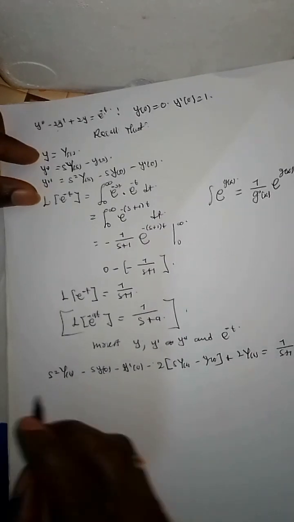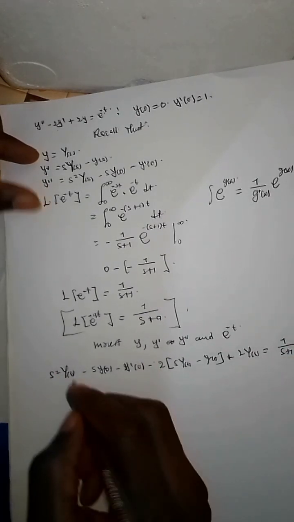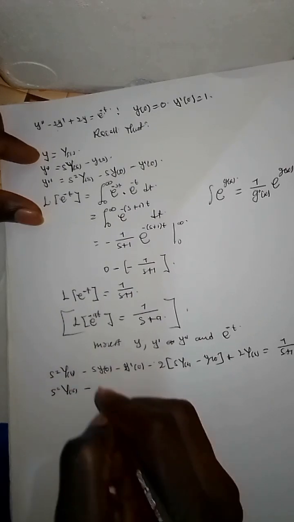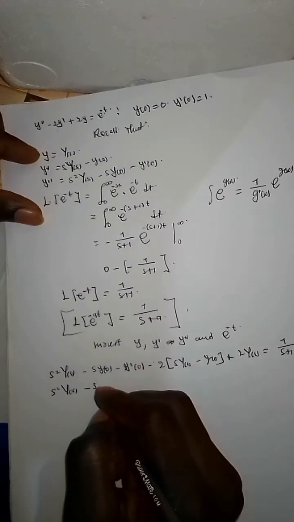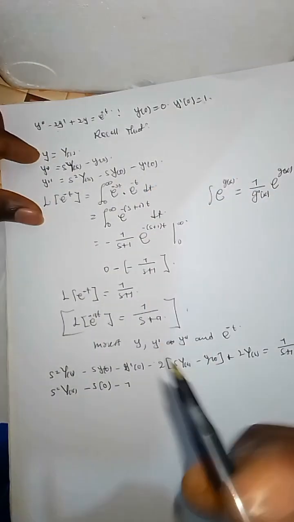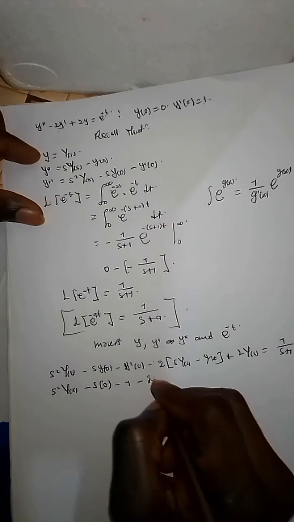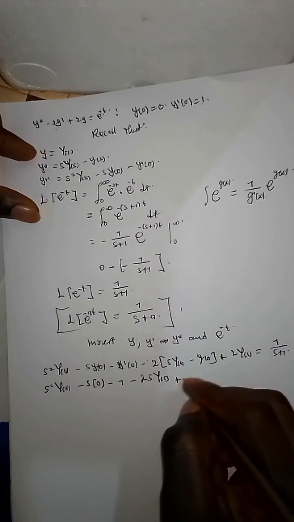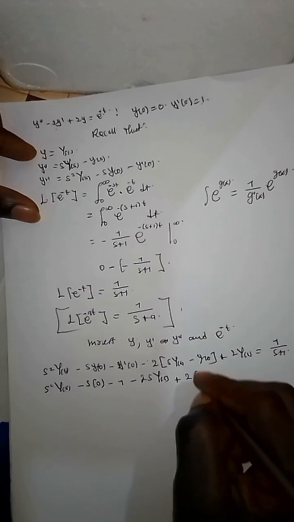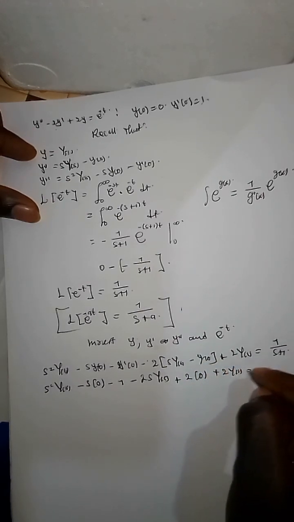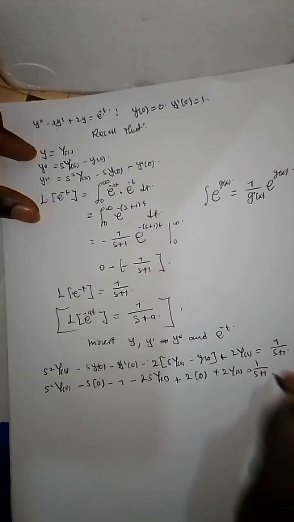Now we will insert the initial conditions: s squared Y of s minus s y of 0, which is 0, minus y prime of 0, which is 1, and we will have minus 2s Y of s plus 2 y of 0, which is 0, plus 2 Y of s equal to 1 all over s plus 1.